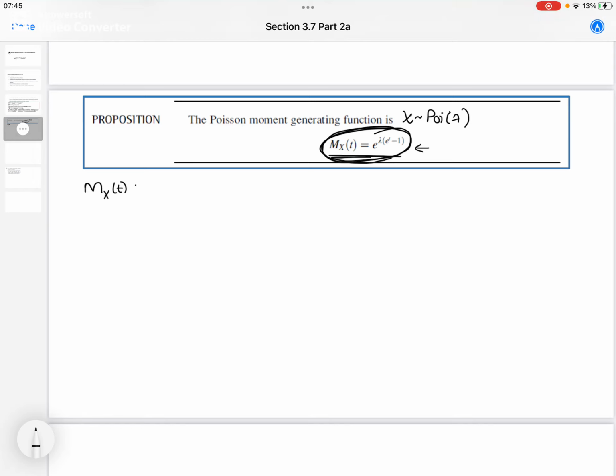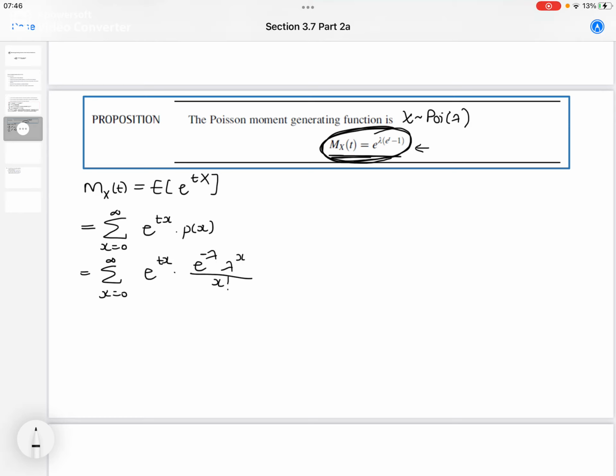So by definition, the moment generating function is defined as the expected value of e to the power tX. Now this is equal to, by definition of the expected value, the sum of the product e to the power tx times the PMF for all possible values of x. Now this is equal to the sum, where x goes from 0 to infinity, of e to the power tx times e to the power minus lambda times lambda to the power x divided by x factorial.